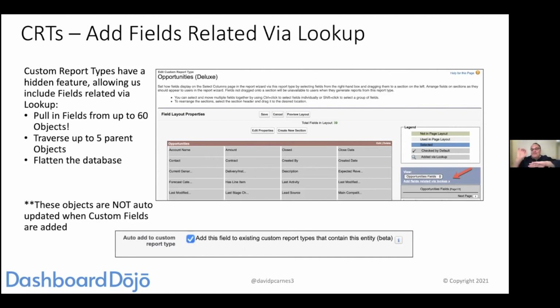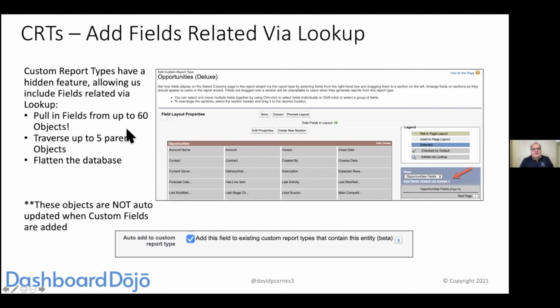So if I add fields from 10 other objects onto my report type, and my report type is on opportunities, if I add a custom field on opportunities, great. That custom field will be auto added to the report type when this box is checked. But if I have fields from 10 other objects pulled in via lookup, custom fields added to those objects will not appear in your report types. I just want to make that clear. So this seems like a super duper feature, but it does not relate to fields related via lookup.